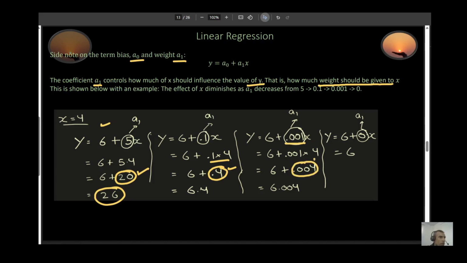You see that it has become a lot smaller now. In this case, my a1 is 0. So no matter what the value of x is, your a1 is going to just turn it into 0. So in this case, what's happening is the effect of your x is diminishing as a1 decreases from 5 to 0.1 to 0.001 to 0. That's why a1 is called the weight of x1, because it controls how much of your x1 is going to influence your value of y.